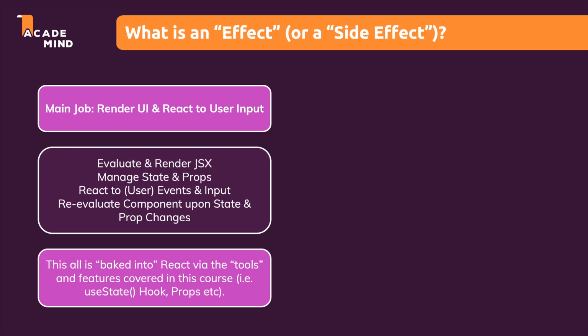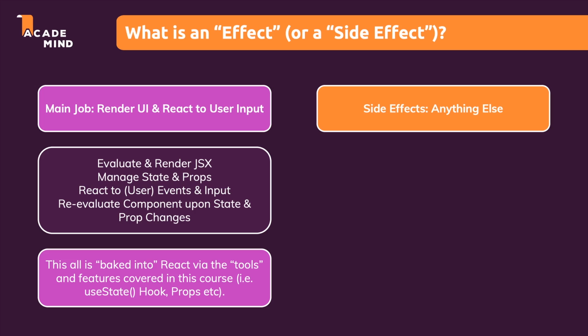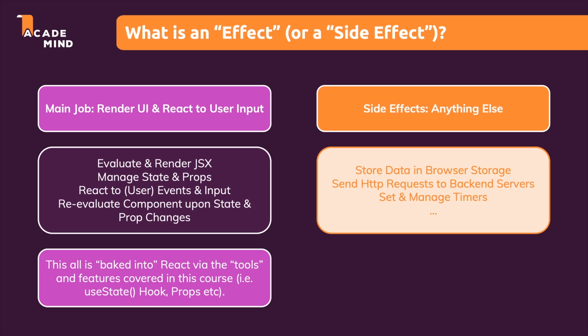Now, therefore, side effects are everything else that might be happening in your application. And a good example here is sending a HTTP request or storing something in browser storage, in local storage, for example. But you could also think about timers or intervals which you set in your code. These are all tasks which you of course often have to consider in your application. For example, a lot of web applications need to send HTTP requests to backend servers, but these tasks are all not related to bringing something onto the screen, at least not directly.